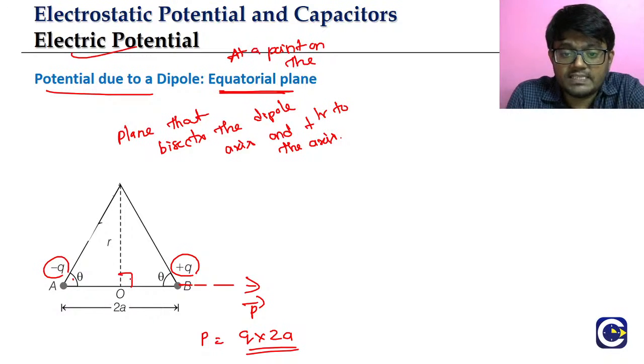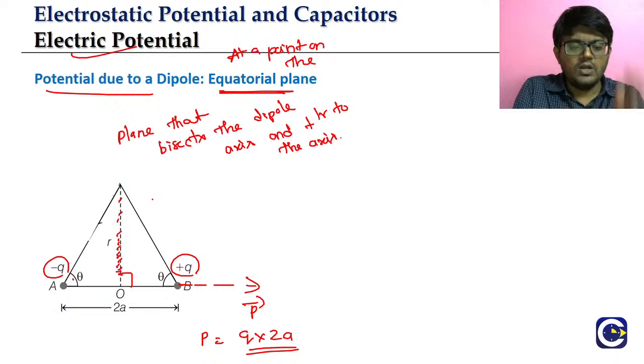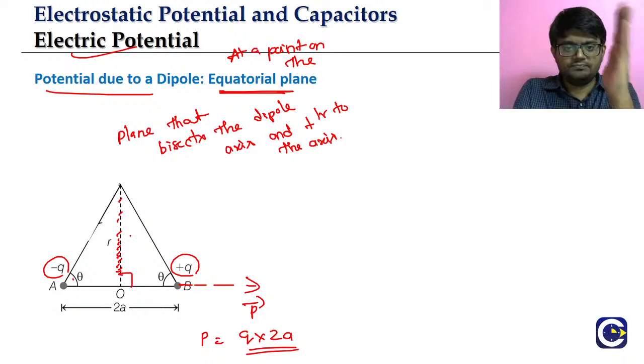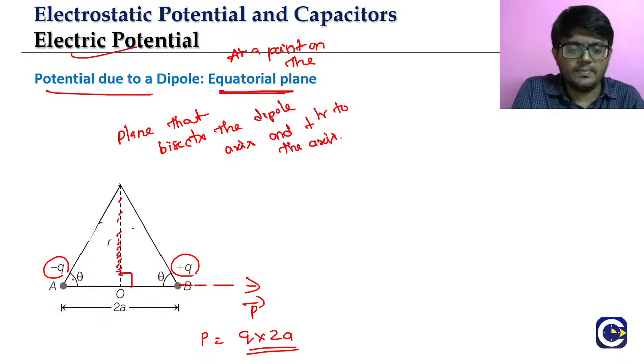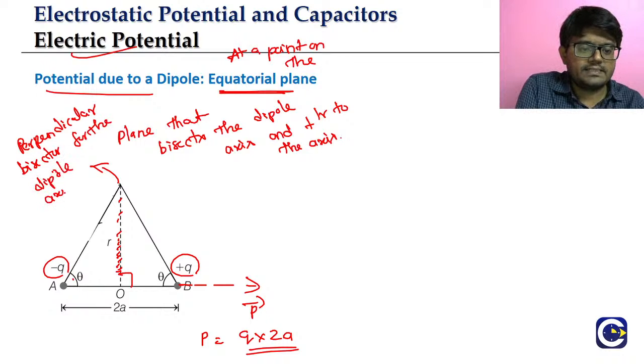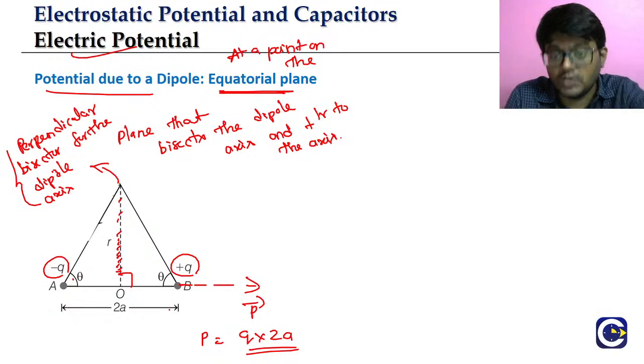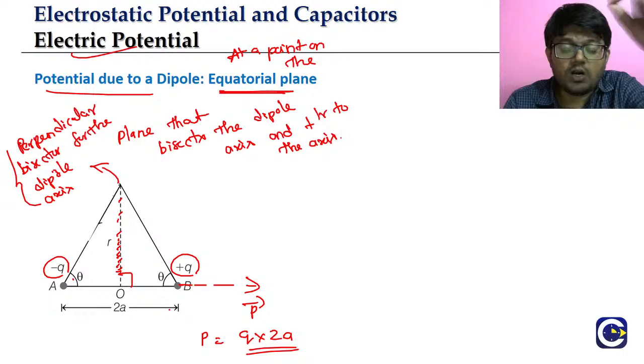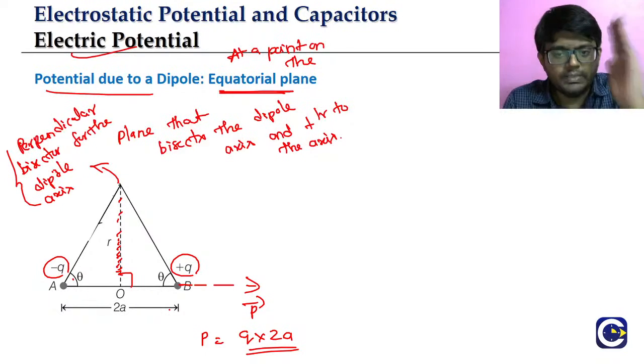Some people, instead of using the word equatorial plane, say on the perpendicular bisector of the dipole axis. Like this line, you can think of it as a plane, or you can simply think of it as a straight line. So this line can also be called the perpendicular bisector of the dipole axis. In one of the past years' questions, they used the phrase at a point on the perpendicular bisector of the axis instead of equatorial plane.